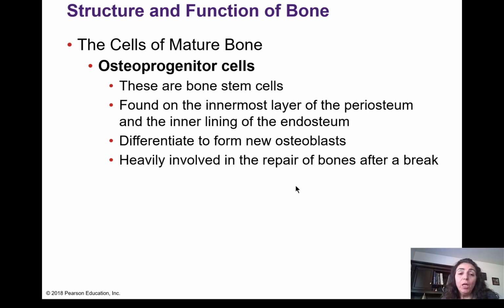The third type is called osteoprogenitor cell. Progenitor is like an ancestor, right? These are ancestor bone cells, actually bone stem cells. What does it mean? They are found in the innermost layer of the periosteum and the inner lining of the endosteum. So these are the two places where bone growth is happening.